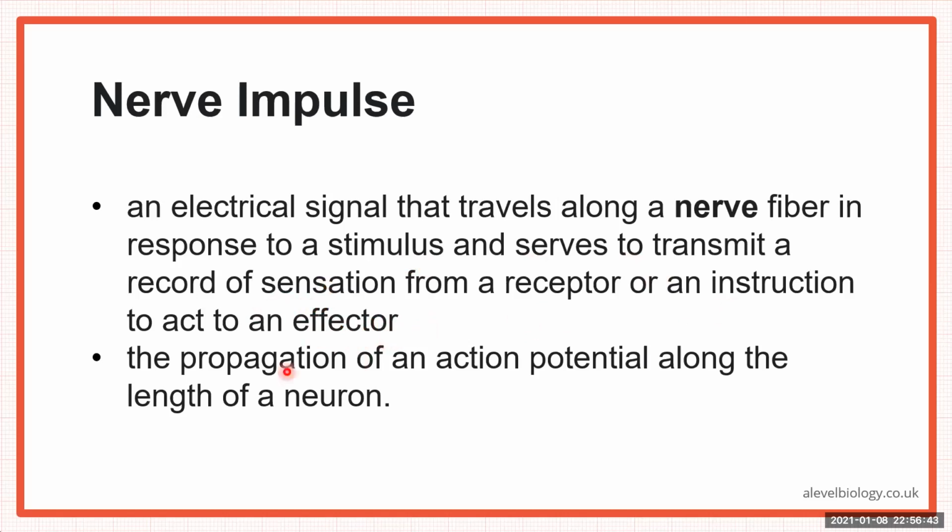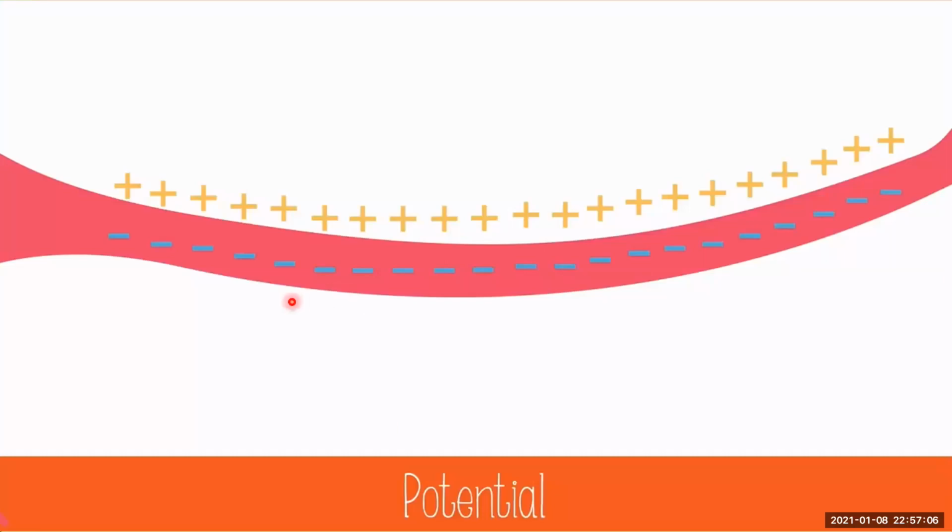The second definition is the propagation of an action potential along the length of a neuron. As we said, a nerve impulse is an electrical signal that travels along the nerve, but it is not quite electricity, which is actually the flow of electrons. In a nerve impulse, the word we use is potential, and this is used to describe the movement of charged particles across the membrane of the cell.